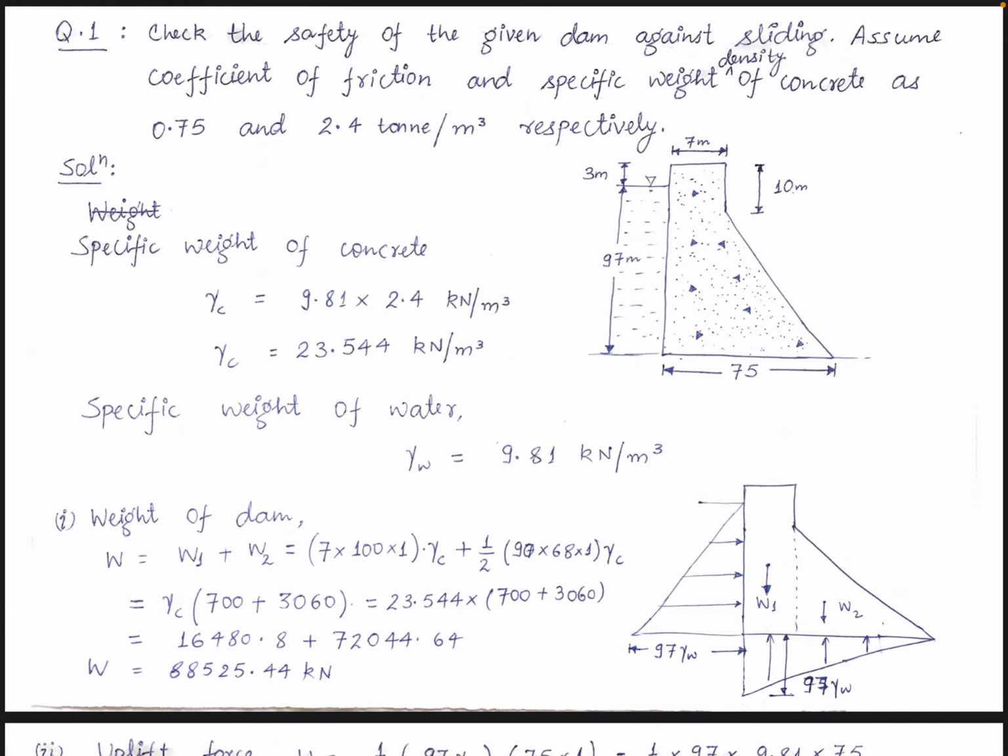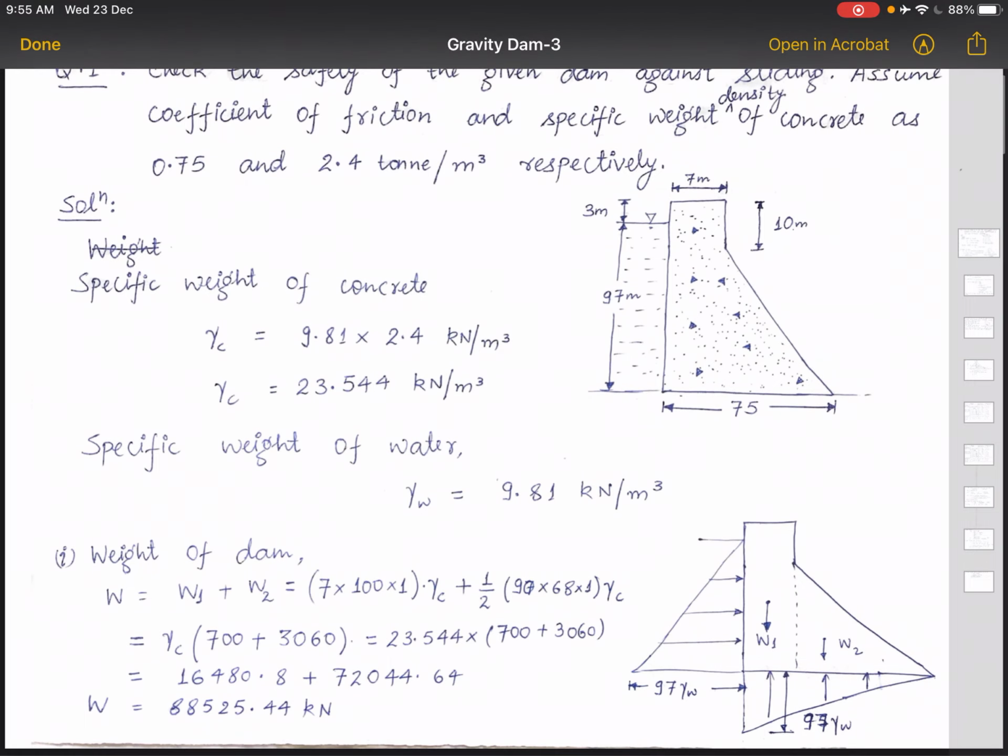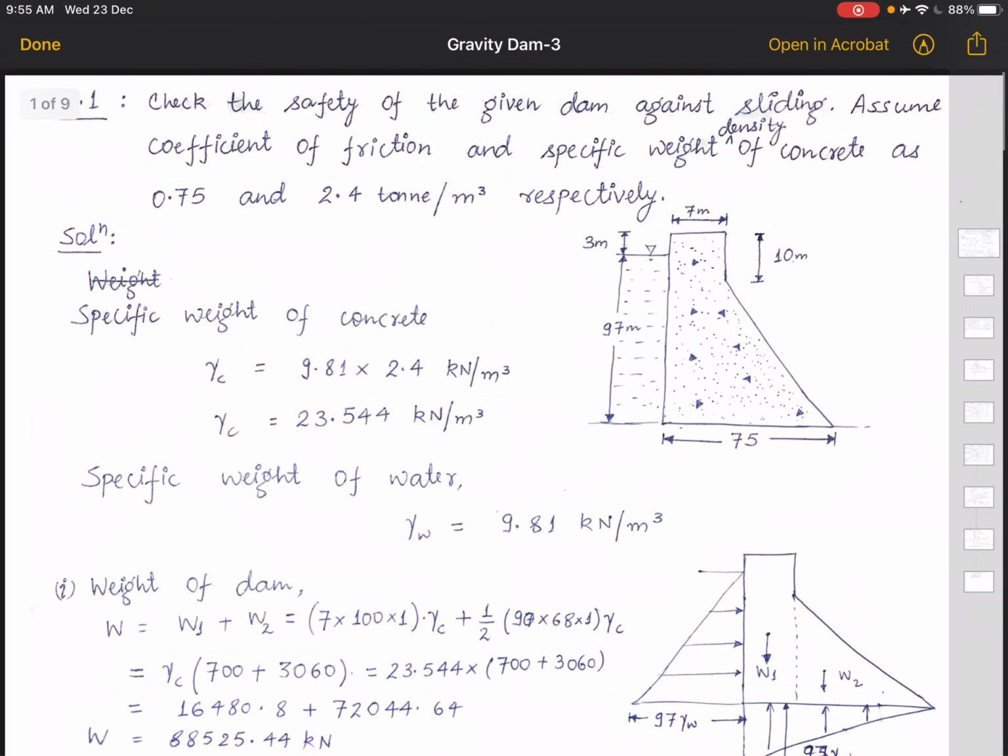Check the safety of a given dam against sliding. Assume the coefficient of friction, specific gravity, and the weight of concrete. So these are the three things which are given to us. What we have to check? We have to check against sliding. While discussing the sliding failure, we have seen how this dam will be safe: when the factor of safety against sliding is greater than 1.